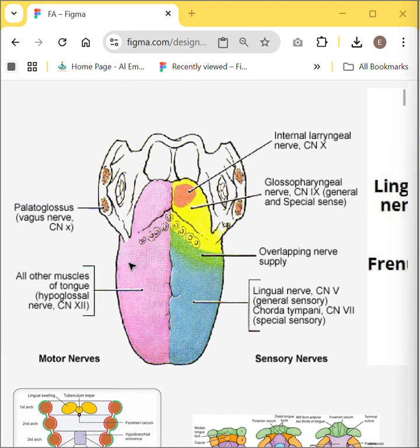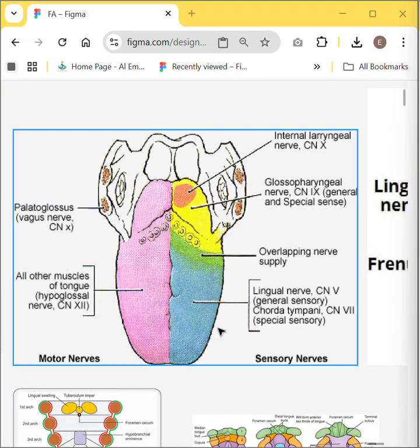So you can remember, for example, if you have a loss of taste in the anterior two-thirds of the tongue, but sensation is intact, you know which nerve it is. Loss of taste in the anterior two-thirds of the tongue with intact sensation, that's your chorda tympani nerve. Loss of gag reflex, that's a sensory problem. If you lose the gag reflex, that's a cranial nerve 9 problem, right?